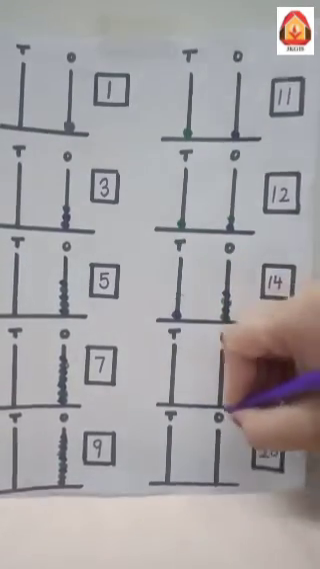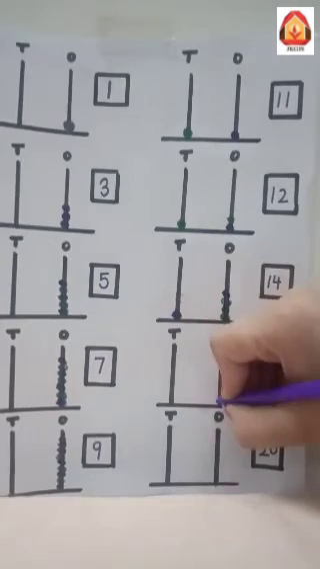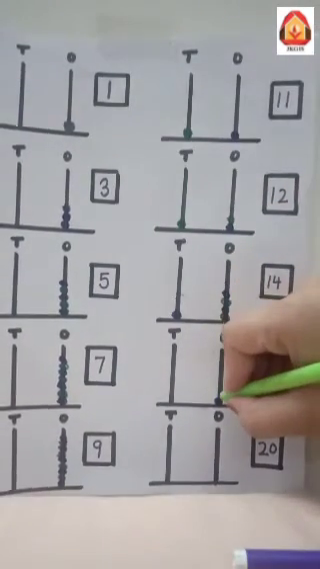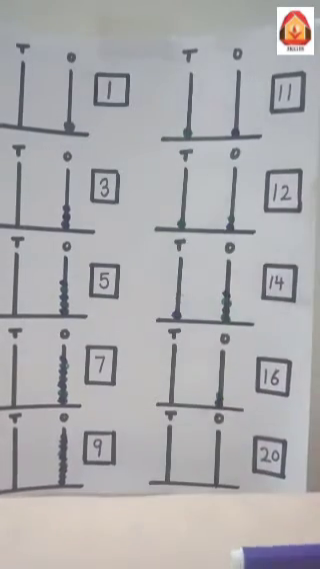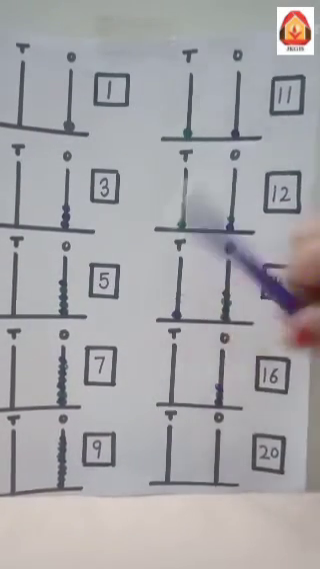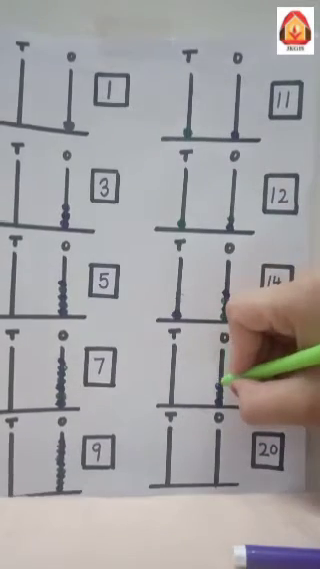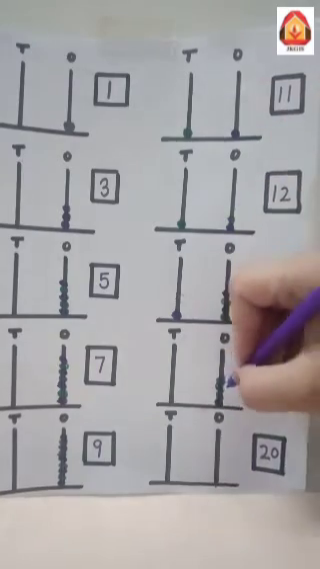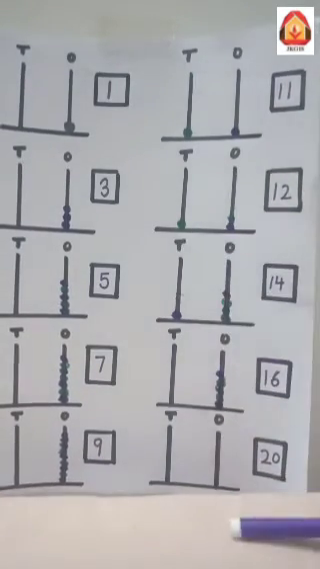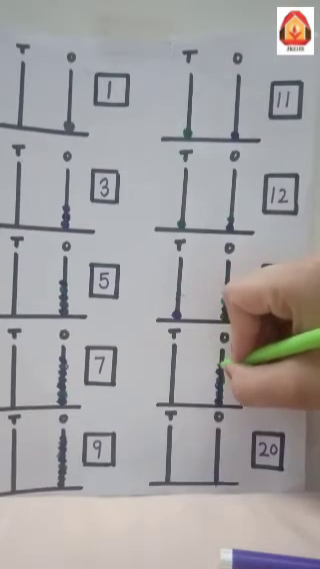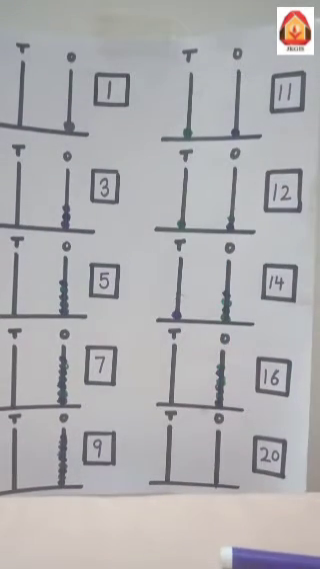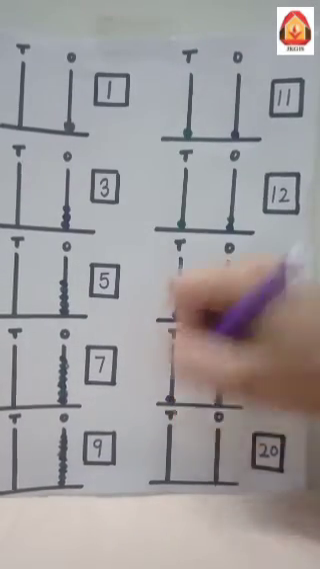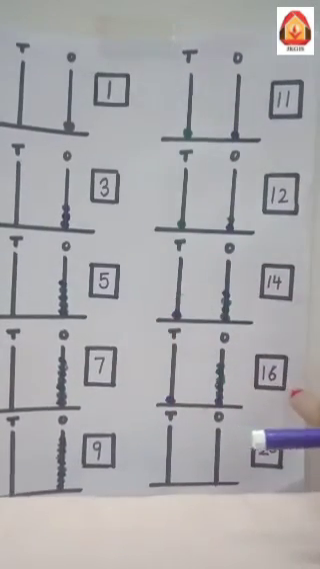Same way 16. 6 comes in ones place. So we will make 6 beads. 1, 2, 3, 4, 5, 6. Okay, and in tens place we are going to make only 1 bead. So it becomes 1 6, 16.